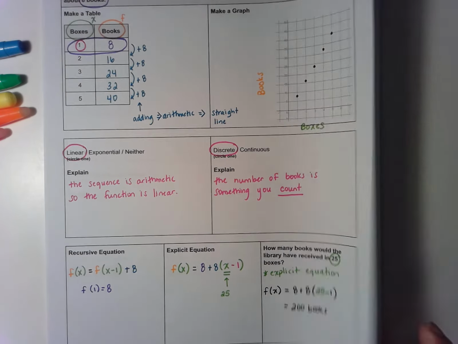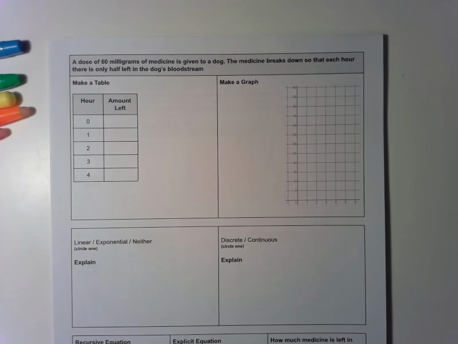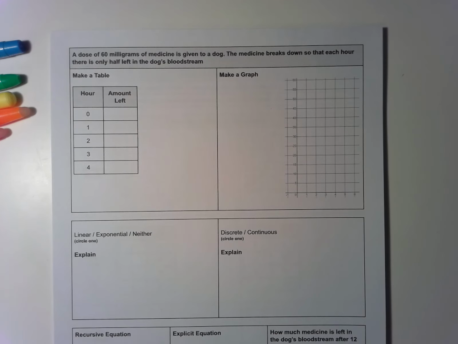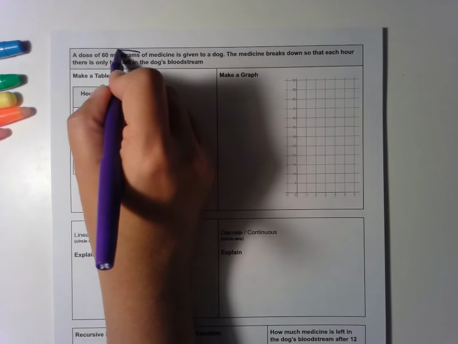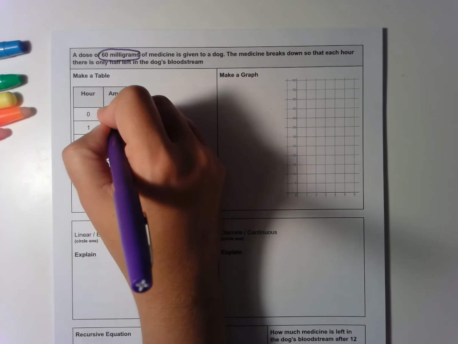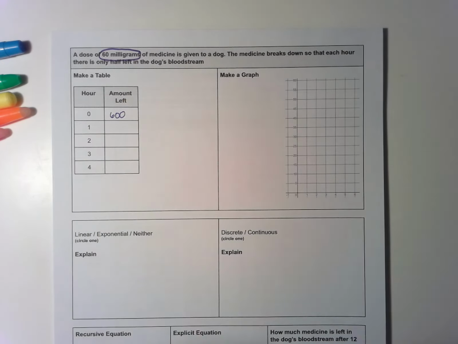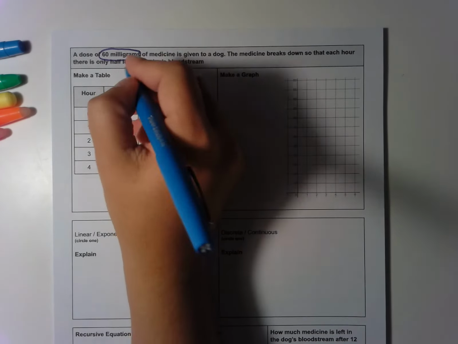All right, let's try this one more time with a slightly different scenario. It says a dose of 60 milligrams of medicine is given to a dog. The medicine breaks down so that each hour there's only half left in the dog's bloodstream. So it gives me two pieces of important information here. We start off with 600 milligrams. So at the beginning, our starting value is 600. It also tells me there's only half left after each hour.